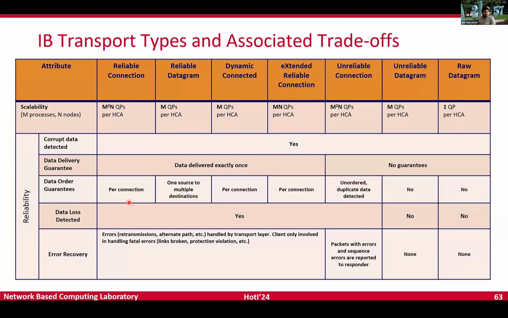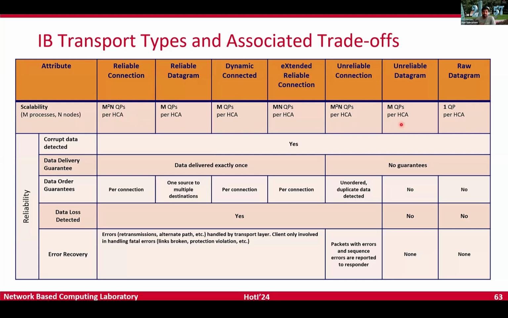So let's finally look at the transport layer. On the Ethernet side, you only have a reliable connection and unreliable datagram, but IB has a rich variety of protocols. Each has a different tradeoff in terms of scalability and performance. RC is fully feature rich, but it has a significantly high connection overhead. If you have M processes and N nodes, we have a very high overhead to establish all-to-all connectivity.